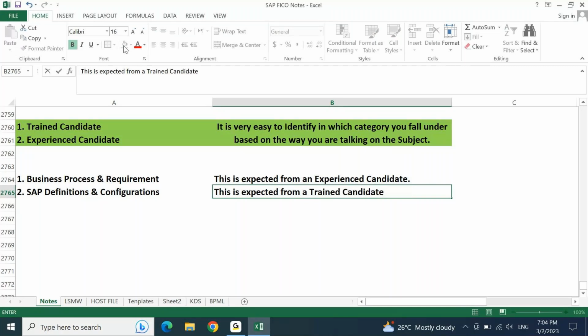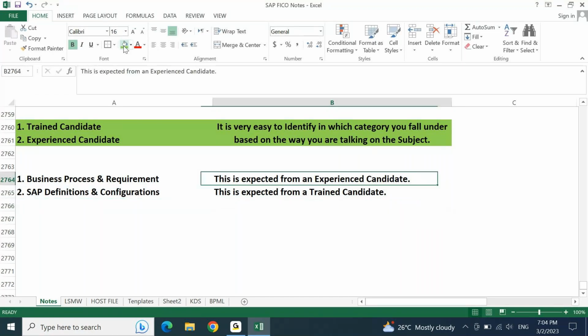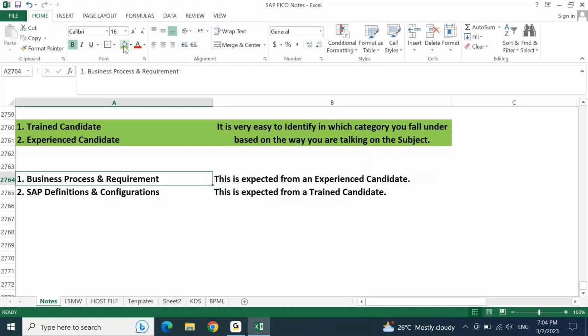This is expected from a trained candidate. Now, if you go as a trained candidate, chances of getting interview calls are very less. Even if you get a chance for an interview call, getting selected is very less if you are not a current year or the immediate previous year pass out.